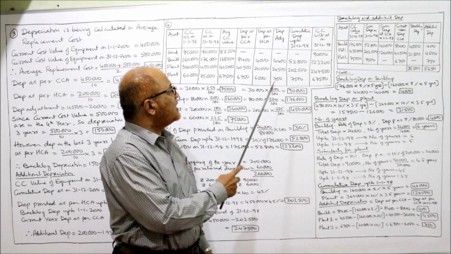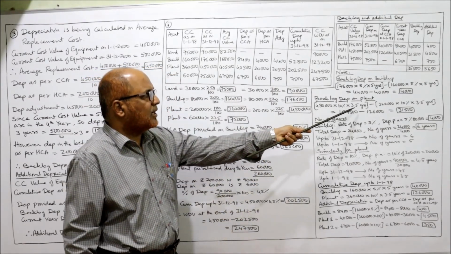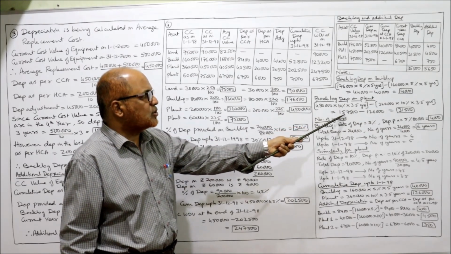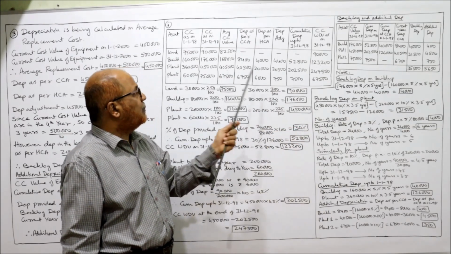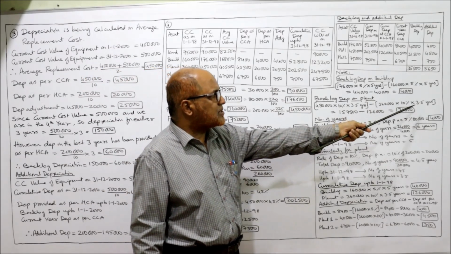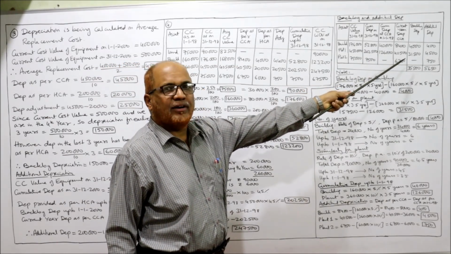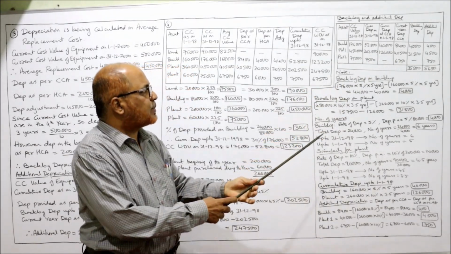Similarly, plant 1. Plant 1 closing value is 4,50,000. So 4,50,000 into 10% into 3.5 years comes to 1,57,500. Similarly, beginning of the year 3,60,000, so 3,60,000 into 10% into 3.5 years. So the backlog depreciation is 4,000 and 31,500. How we got it, I have explained here.